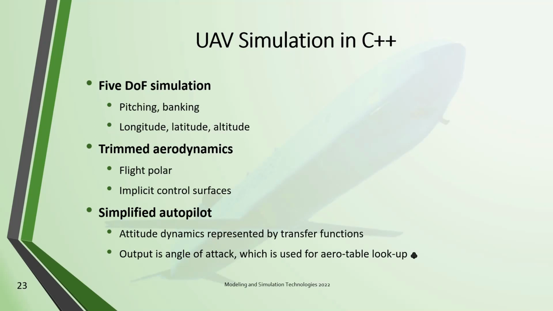You have seen the autopilot in its simplifications. The attitude dynamics are represented by transfer functions, so it's a linearized autopilot. Its output is angle of attack, which goes straight into the aero table lookup.